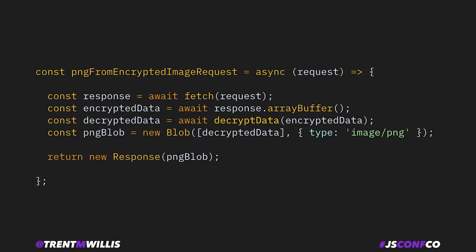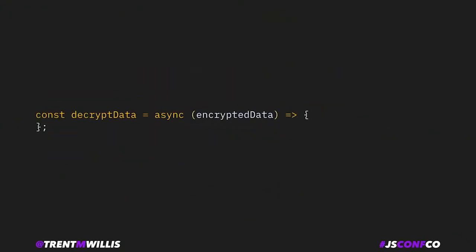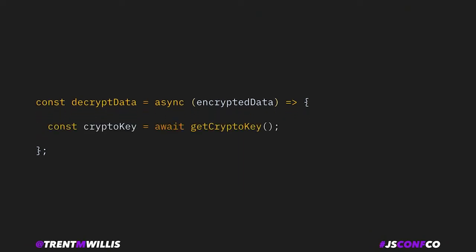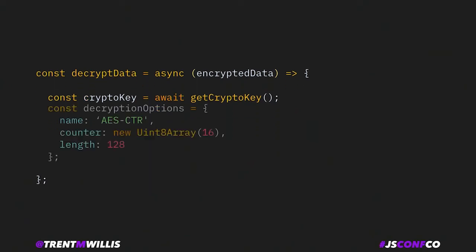If we go back to our function, we can start to implement our decryptData method. We'll start by receiving the encrypted data as an argument to this function, and then we'll get our crypto key. I'm not going to dive into this function a whole lot because it's kind of boring and not that relevant to what we're doing. The important thing to note is that the key value we get back is a CryptoKey object, and it has to be the same one that we used to originally encrypt the image.